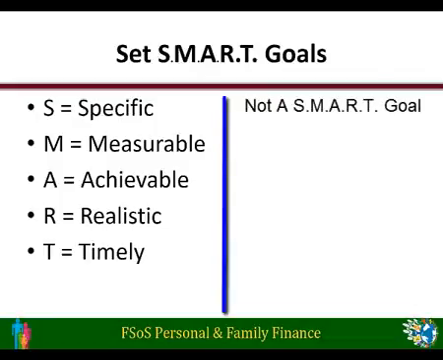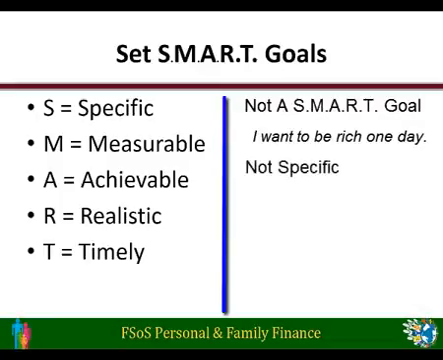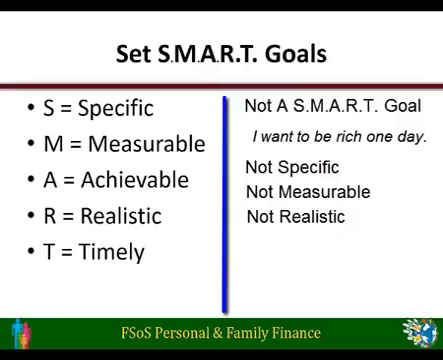Think about this goal. I want to be rich one day. We probably all want to be rich, but what does that mean? What will you do to achieve it? How will you know when you get there? None of the SMART elements are there. It's not specific. We don't really know what we will do to achieve the goal of getting rich. It's not measurable. How will you know when you get to rich? It may not be realistic. I guess it depends on how you define rich. And it's not timely. In 5 years, 10 years, your lifetime?